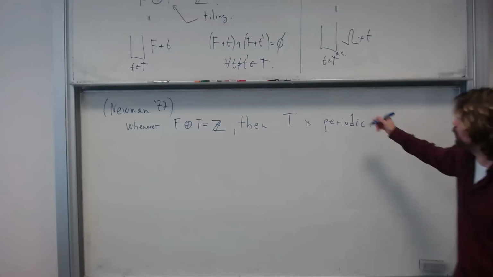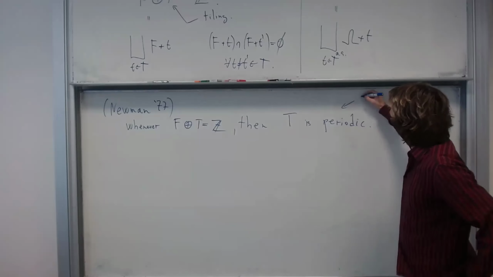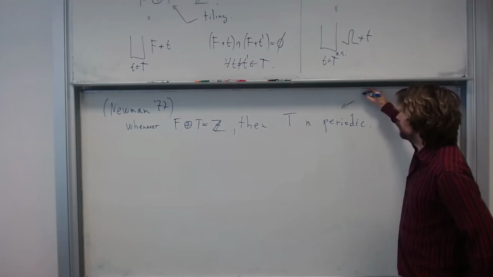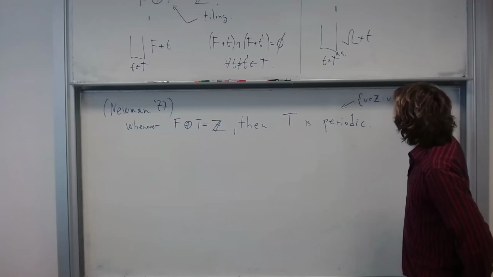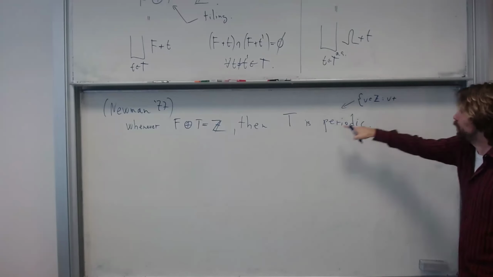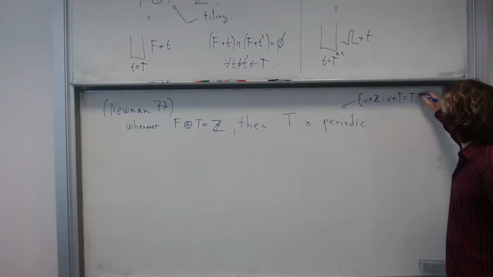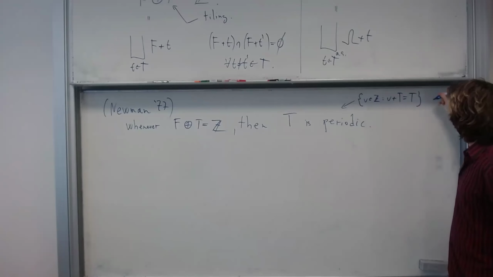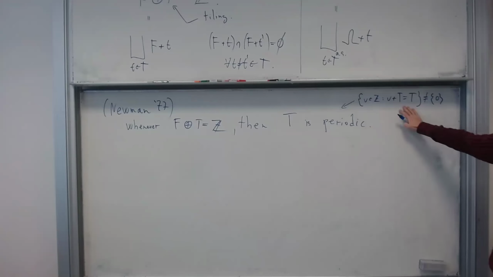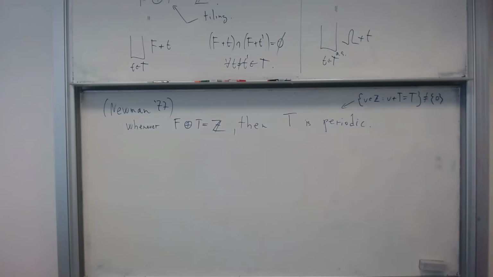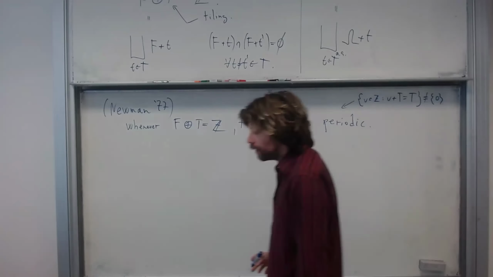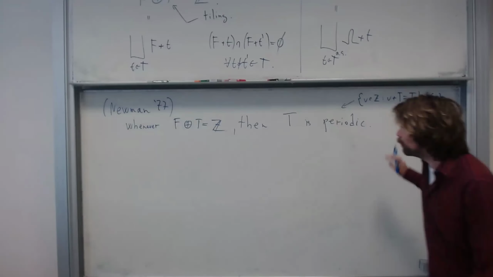What does it mean to be periodic? Periodic just means that the set of those elements in Z such that if you shift T by such an element, you get T again, is a non-trivial subgroup. It's not equal to the empty or zero subgroup. So this is a subgroup, and if it's non-trivial, then this set is called the period. Okay, so Newman proved this, and actually it's a simple observation.